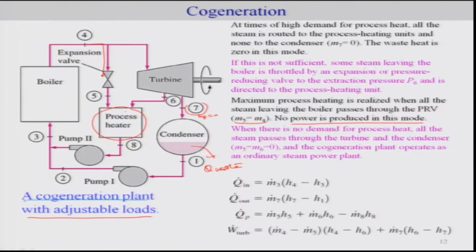For example, if you do not need your process heat, then you make this M5 and M6 to be 0, which is your other possibility. And in that case the cogeneration plant will work like a simple and ordinary steam power plant.